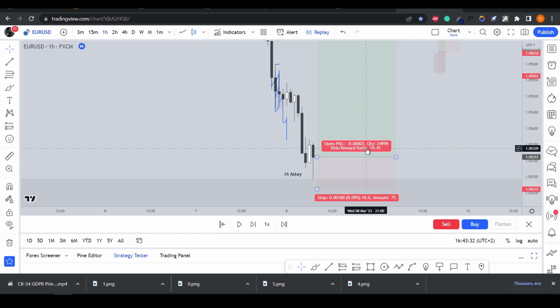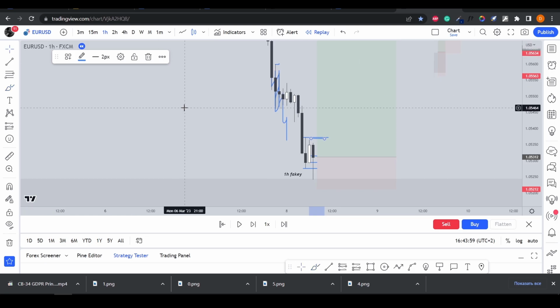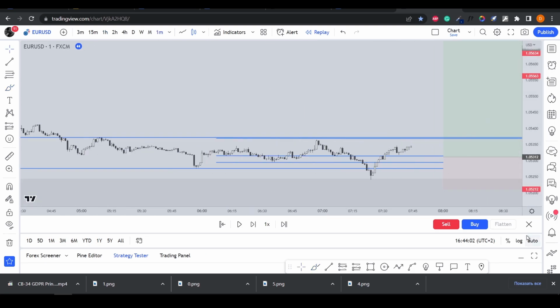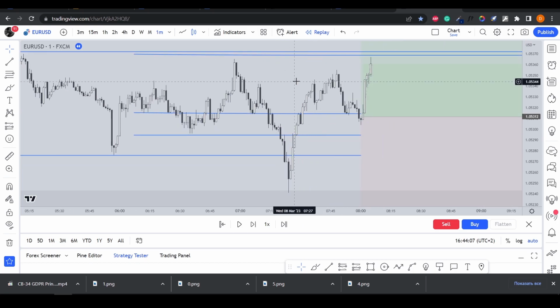And my second entry was based on this 1 hour fakey candle, or market maker candle, which I hope I will record a confirmation video about. But in short, it's just a candle that goes below the previous one, and so below the previous one, and closes in the range of a candle. So what it means is that it is an accumulation on lower time frames. And so let's look what we had on lower time frames. On lower time frames, we had these shifts, and I just entered from this zone, and that's all.